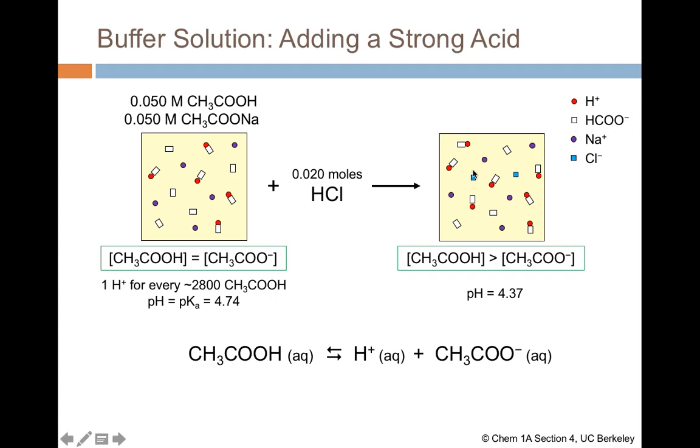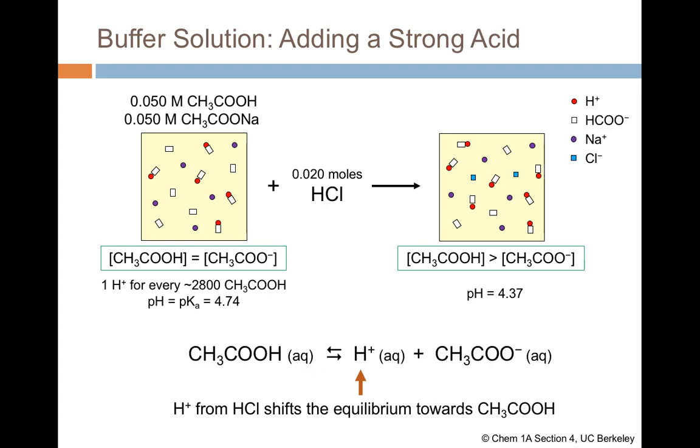Well, we have a few more, 1, 2, 3, 4, 5, 6, 7 acetic acid molecules and 1, 2, 3 acetate ions. This happened because the H+ from the HCl increases the products, and so Le Chatelier's principle predicts that the equilibrium will shift towards the acetic acid molecules, which is indeed what we see. Now the concentration of CH3COOH is greater than the concentration of CH3COO-, and our pH is a little bit lower, but not much.